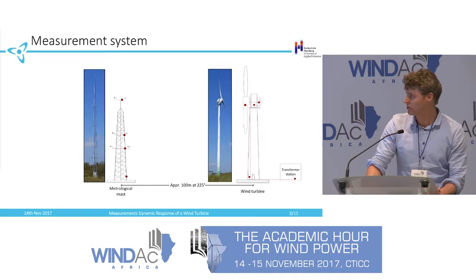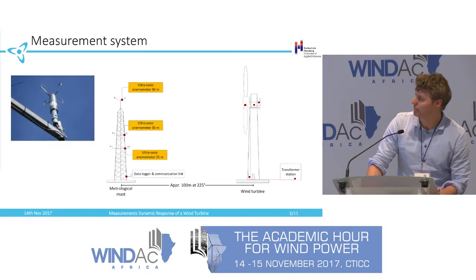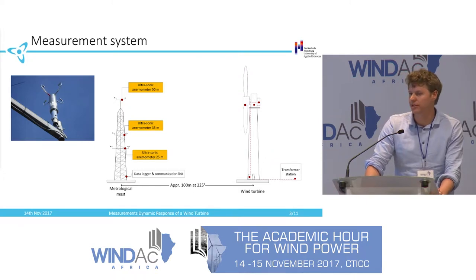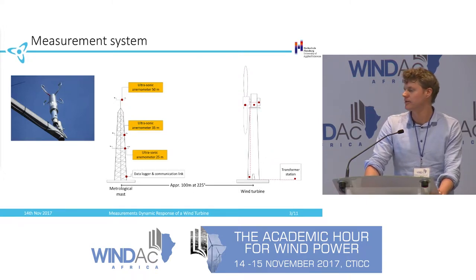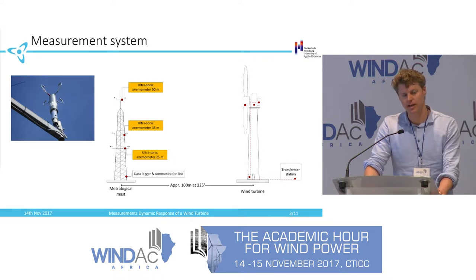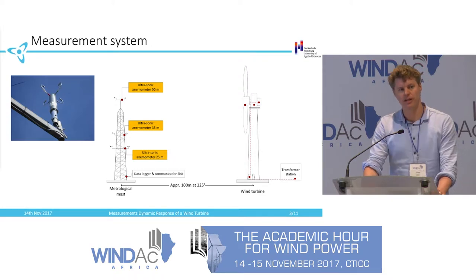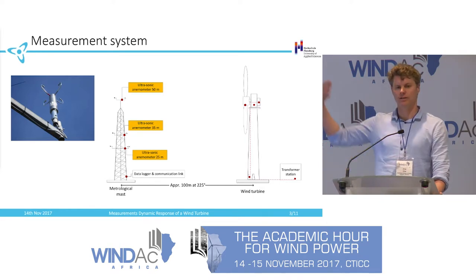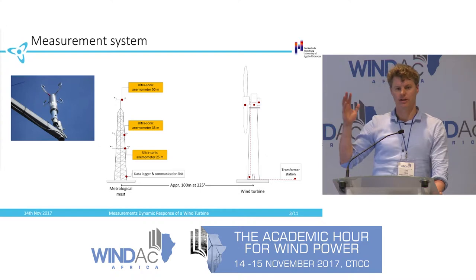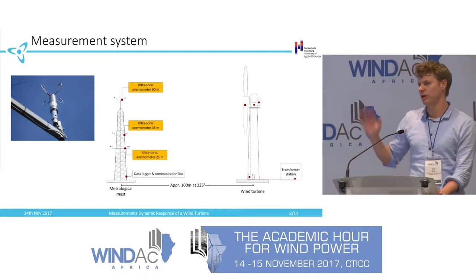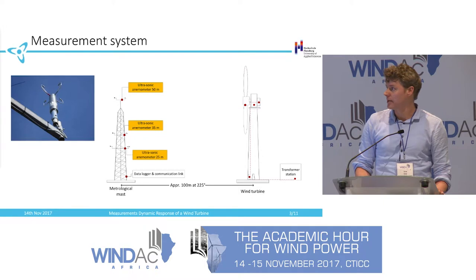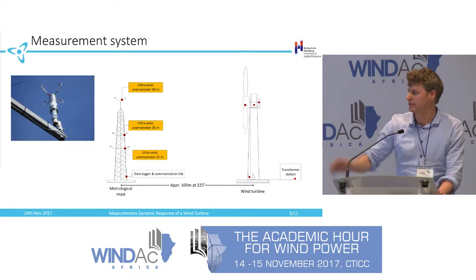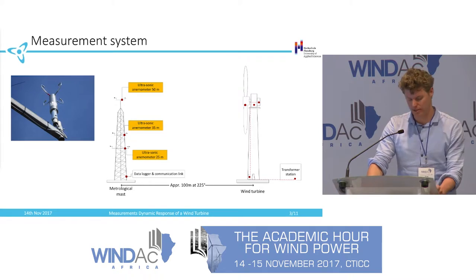So to start with the met mast, we put in place what are called ultrasonic anemometers. And these are capable of measuring the wind speed and also the wind direction with a very high temporal resolution. So if you're using a cup anemometer, it always is restricted by the inertia of the anemometer to about 1 hertz measurements. And with these ultrasonics and our existing data logger, we can get up to 10 hertz.